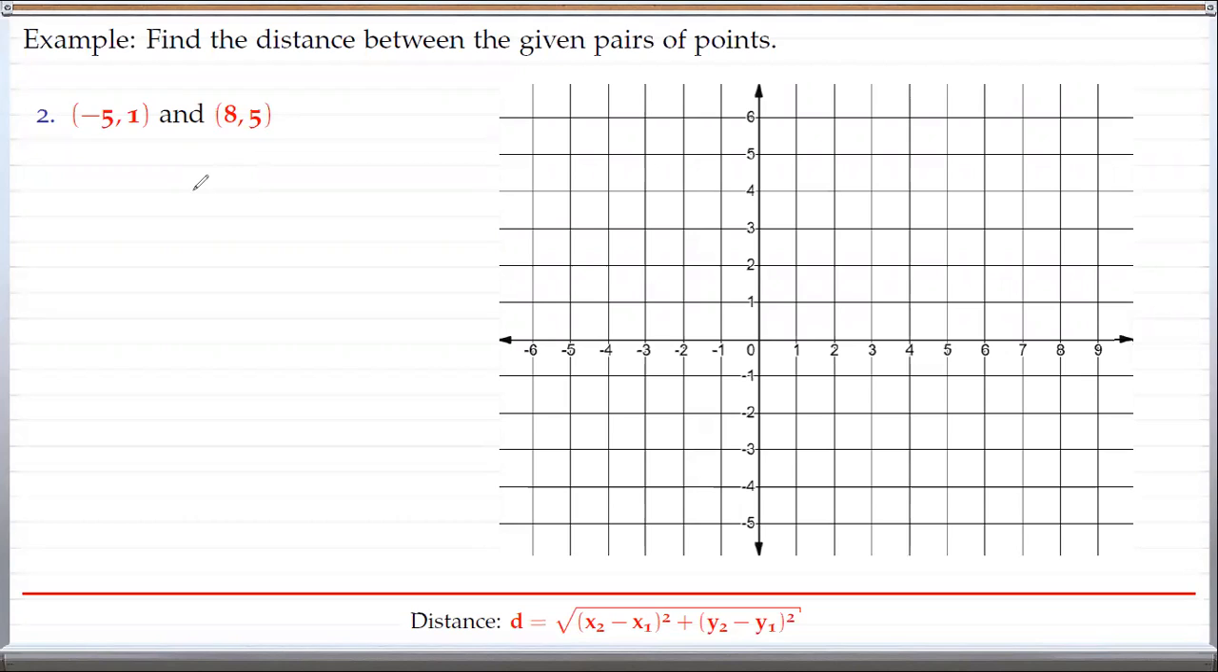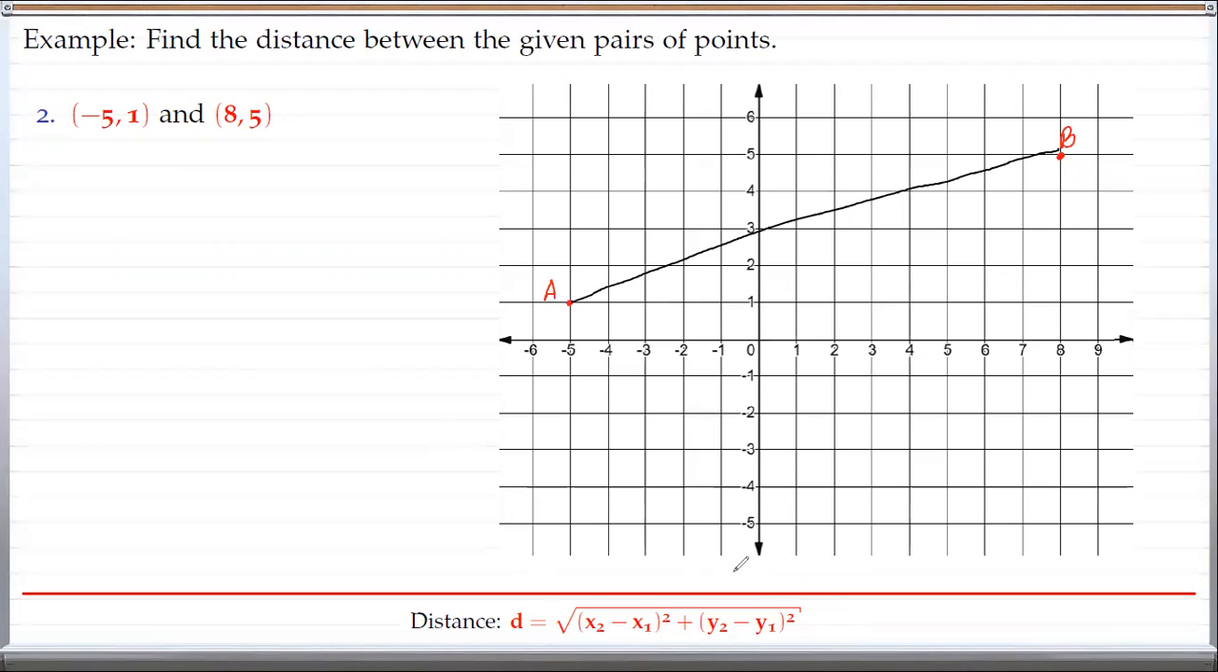Now here is the next example. We are given the points negative 5, 1, which is right here. So let's call that point A. And we are given 8, 5, which is right here. So let's call that point B. And here we want to try to find the distance between these 2 points, which will be this length. The distance between A and B.